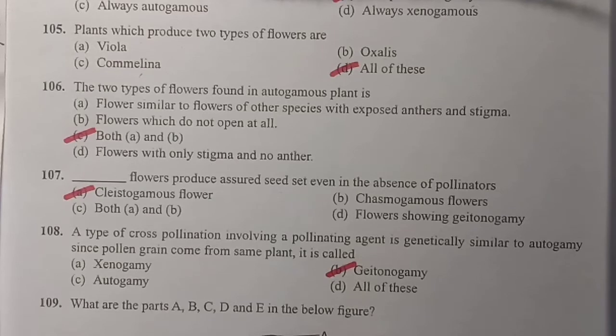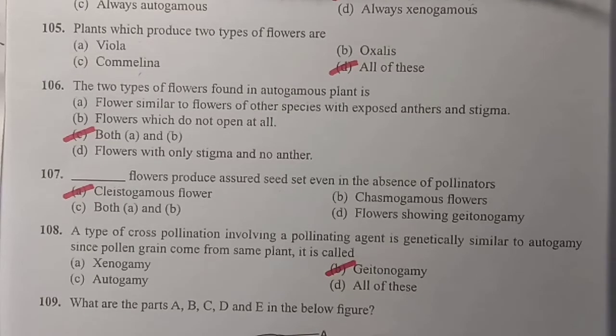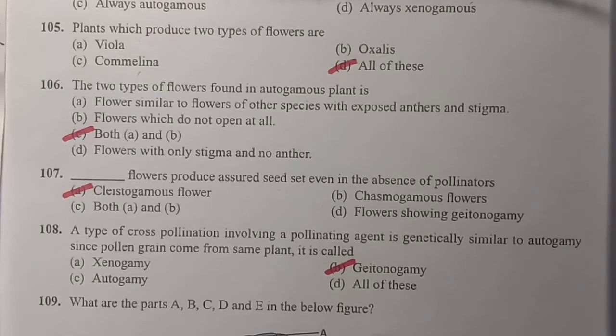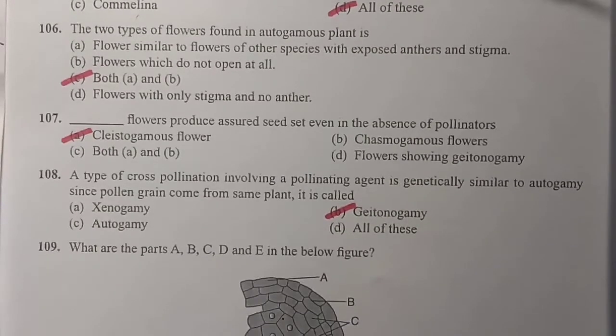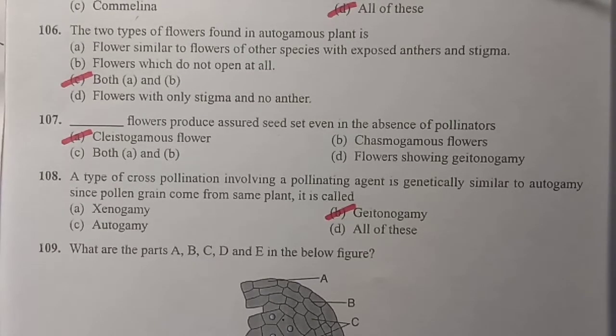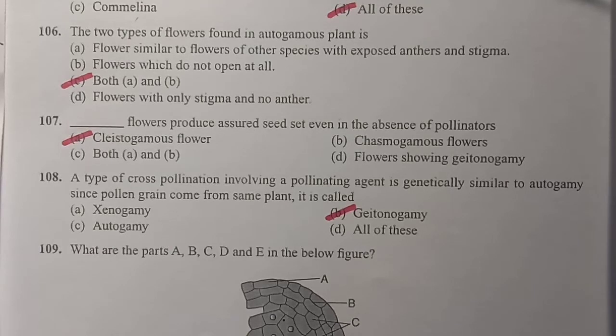Next, the two types of flowers found in autogamous plants are. So here, flowers similar to flowers of other species with exposed anthers and stigma, and flowers which do not open at all. So your correct answer is both A and B, because if the flower does not open at all, both anther and stigma lie very close to each other, and we can expect autogamy. And even if the flowers are very similar to the flowers of other species, we can expect an autogamous condition.